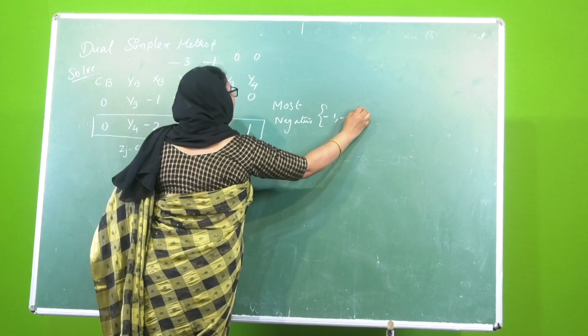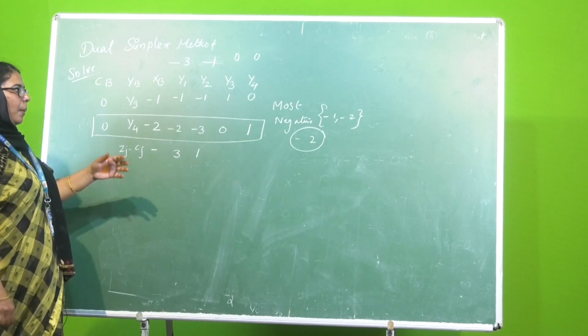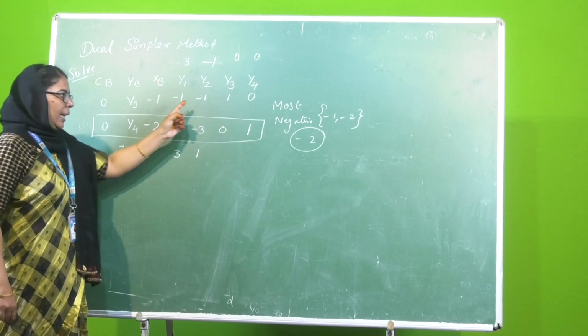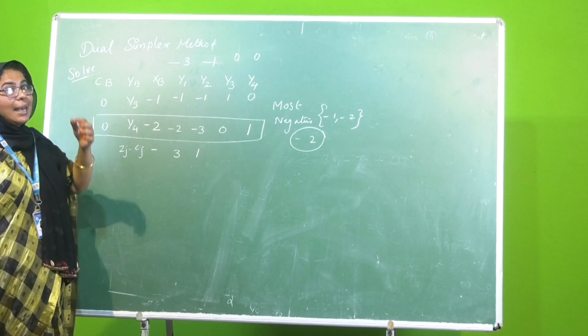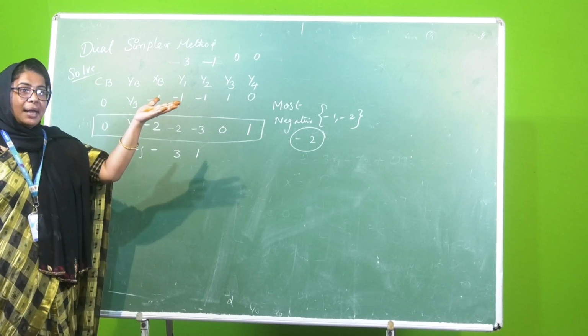So minus 1 and minus 2, minus 2 is the most negative. According to that, you select the row Y4. So now we have to select the column. So how can we select in simplex?